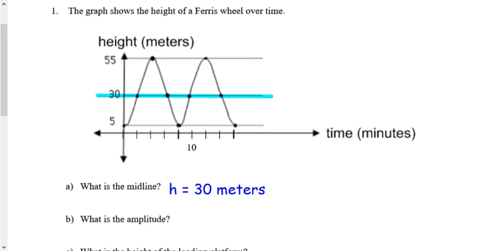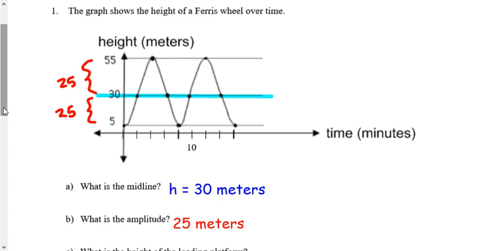Next, they're asking us what is the amplitude of a trig graph. The amplitude is the distance from the midline to the peak, or from the midline to the valley. Those should be the same, and in this case they are. Both of them are 25 meters. So the amplitude will be 25 meters.